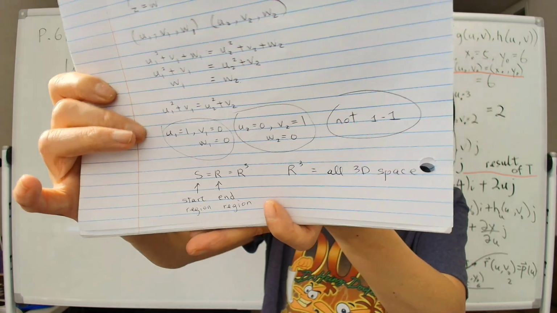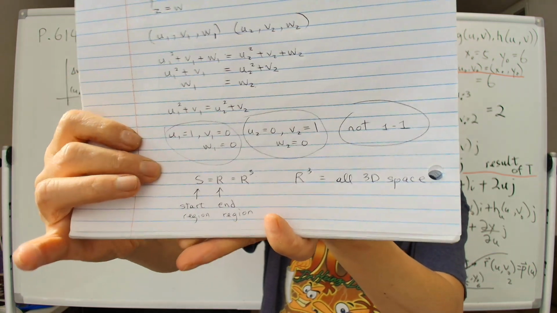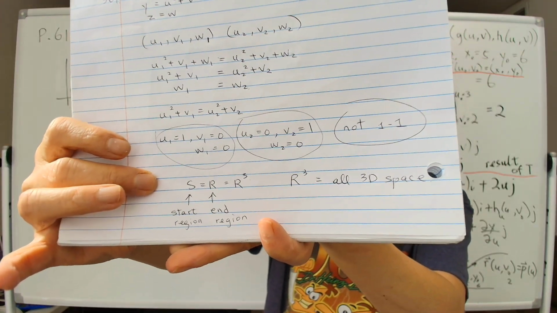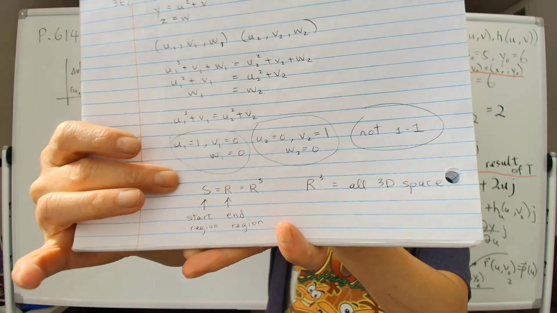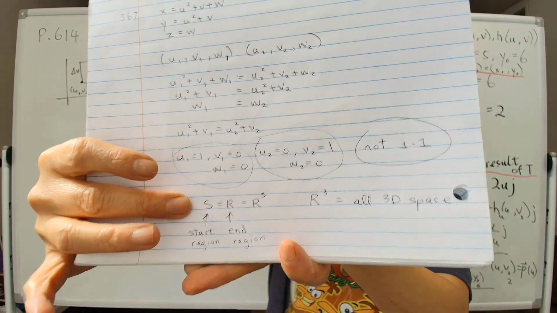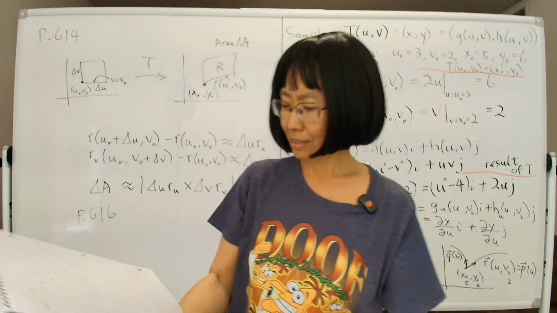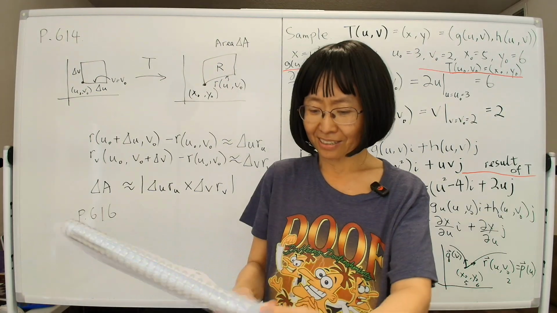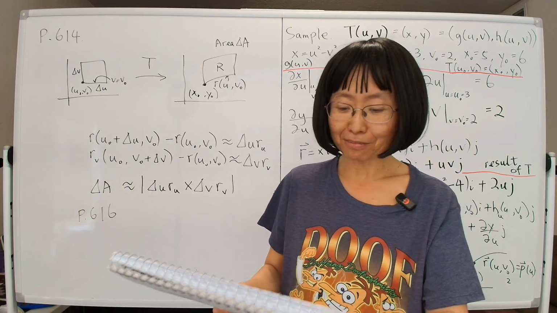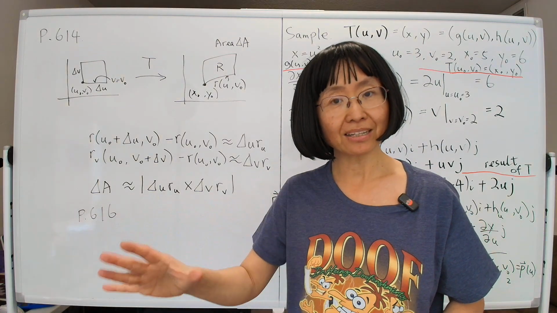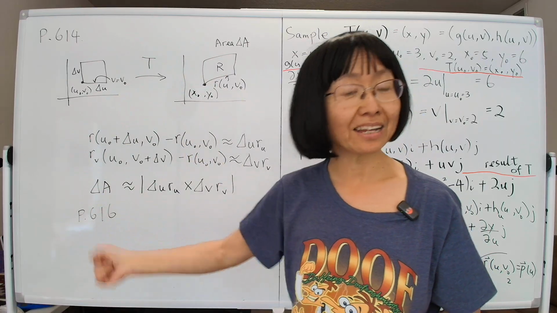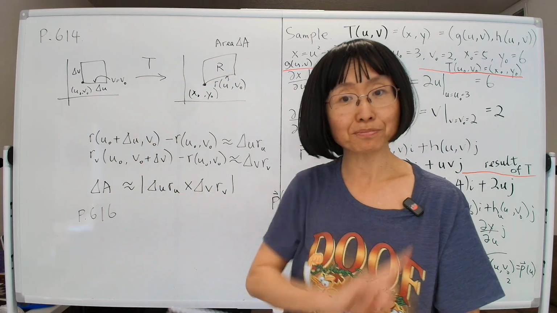I should also mention that this problem says something about S equal to R cubed. What does that mean? S is the starting region, R is the ending region, and R cubed means all 3D space. That is a rather confusing way of saying things, but that's what it means. In other words, both the starting region and the ending region is the entire area, all of 3D space.